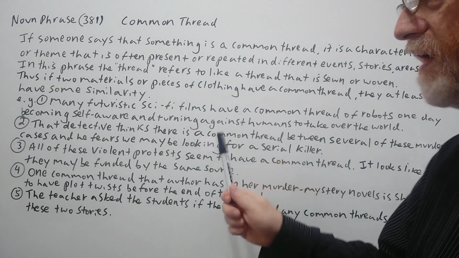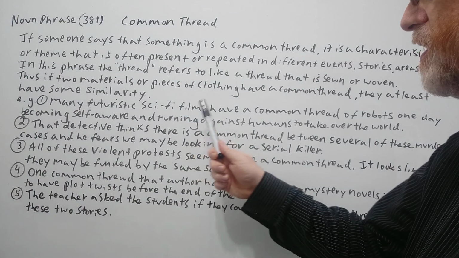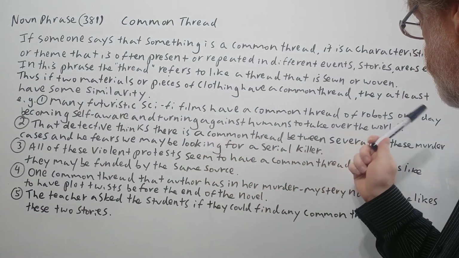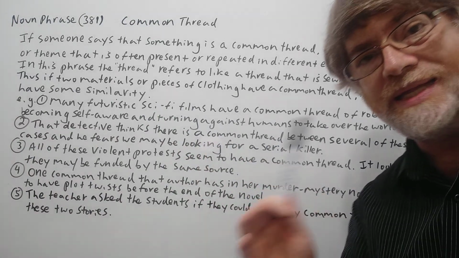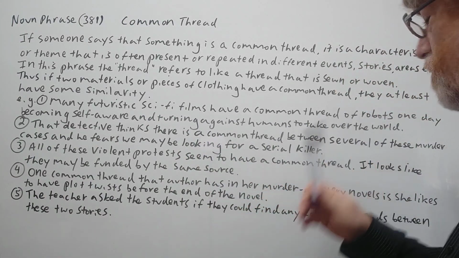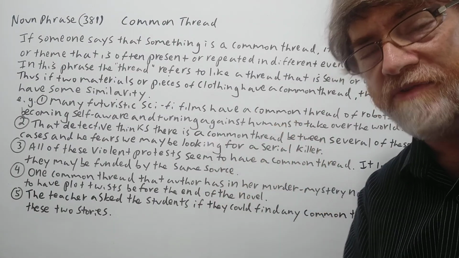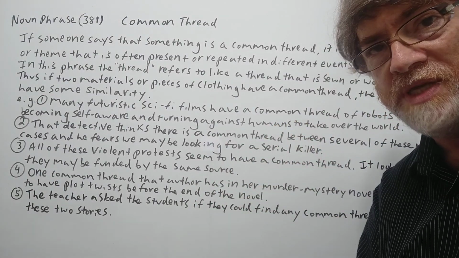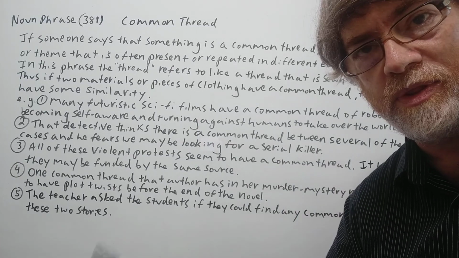All right, and we got 5 examples to show just how this is used. Here's the first one. Many futuristic sci-fi movies have a common thread of robots one day becoming self-aware and turning against humans to take over the world. So this is a theme that's repeated, not in every sci-fi film, but in many sci-fi films. You may have seen a lot of movies have this theme, so they have this common thread.